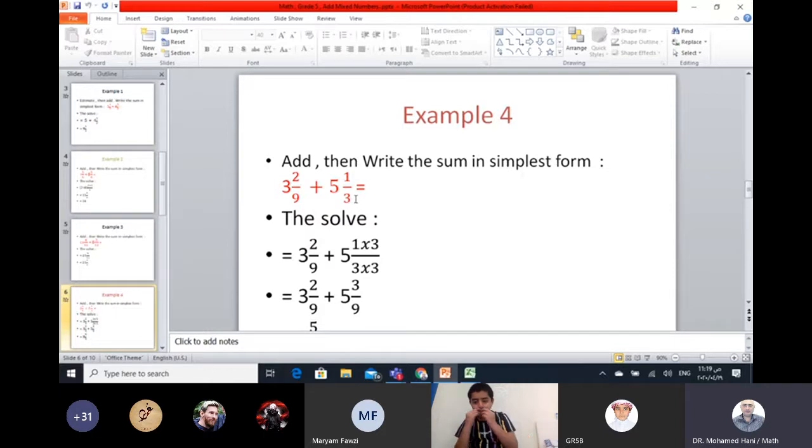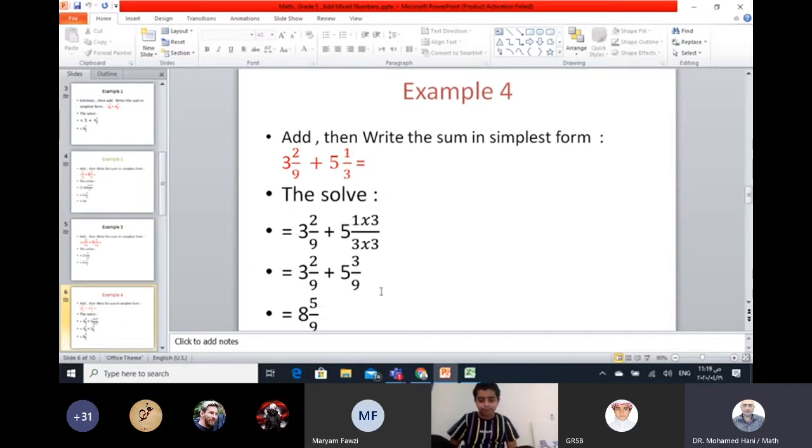So now ask yourself, which number times 3 equals 9? It will be 3. So multiply the fraction here by 3. So I can write 5, 1 times 3, 3 times 3. And here keep the same fraction, because I already have 9. Now you can continue your solving. Here we have the same mixed number, 3 and 2 over 9, plus 5, and 1 times 3 is 3, and 3 times 3 will be 9.